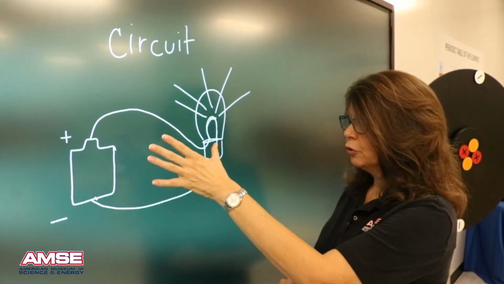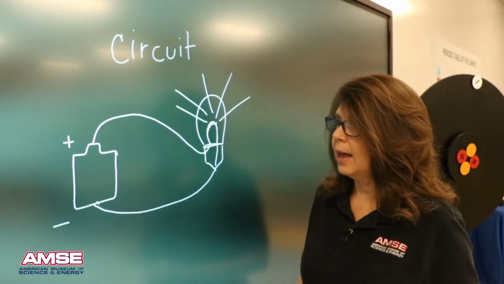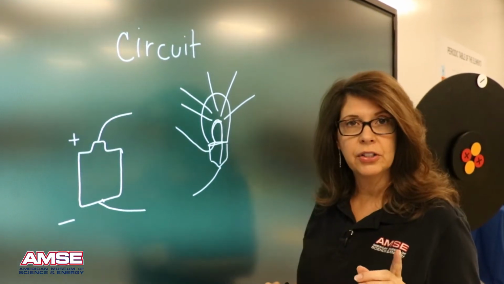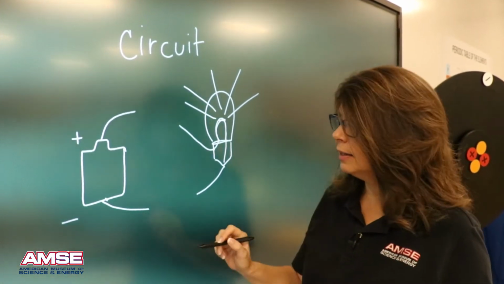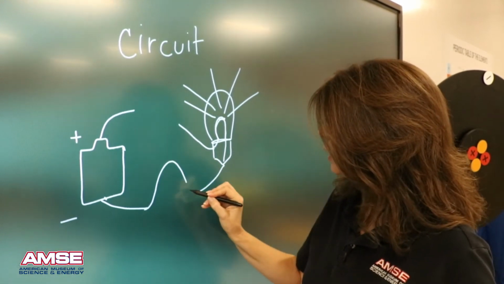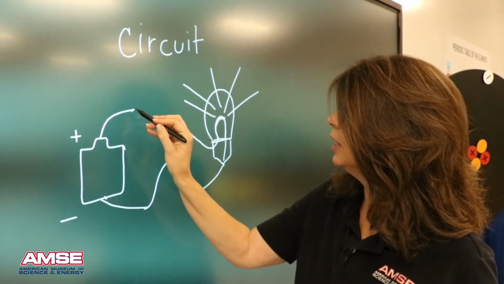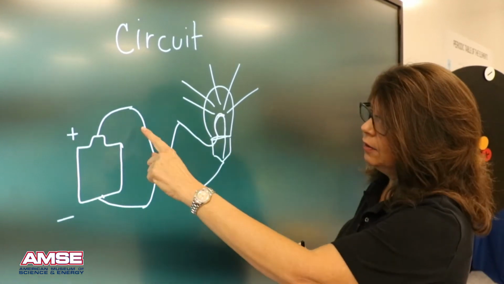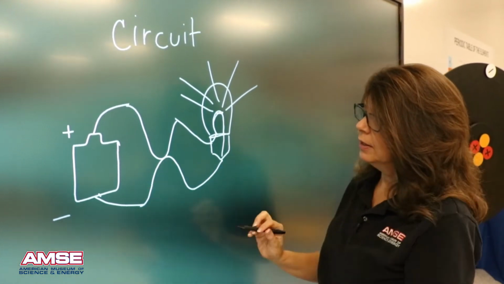Sometimes you'll try to set this up and it won't work. This could be what's happening. If you let the wires touch, because they're not insulated, that means they don't have a coating to keep the wires from touching each other, the metal parts from touching each other. If they touch in the middle, this is what happens.